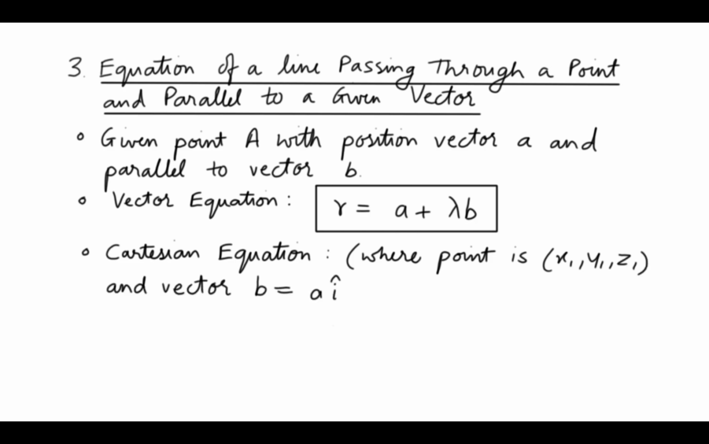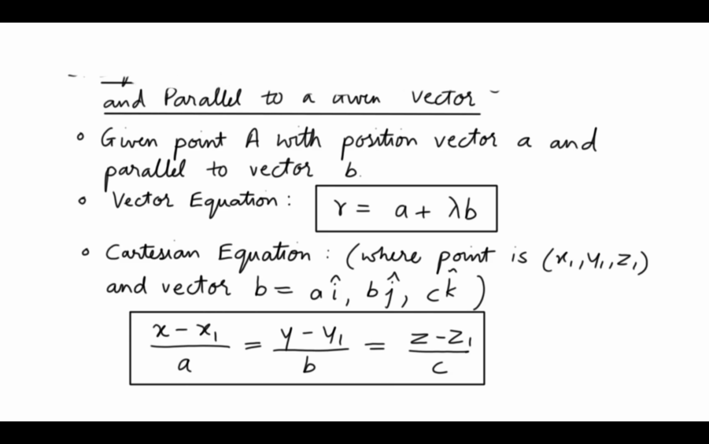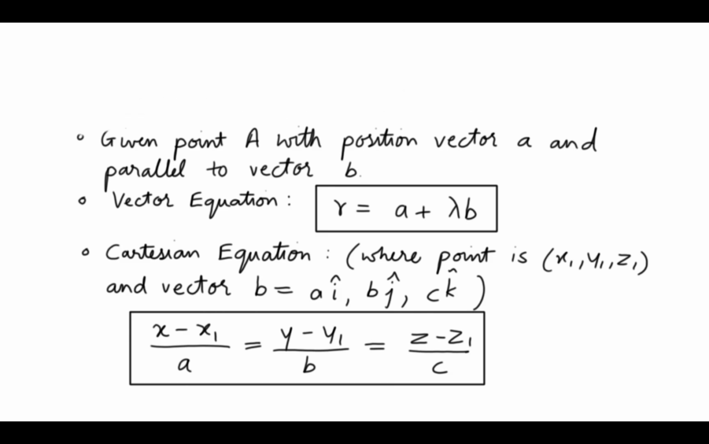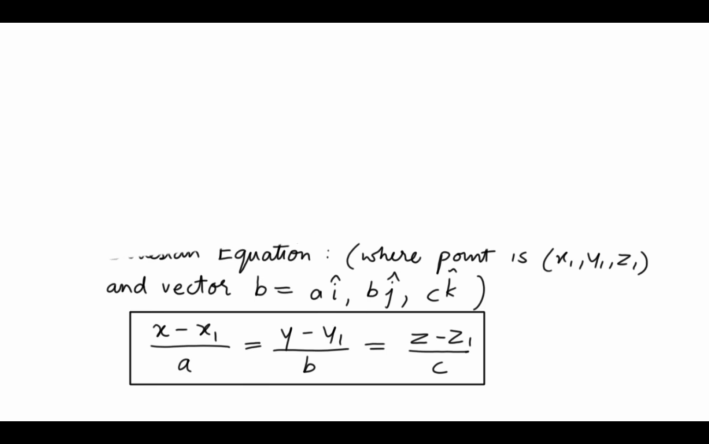When we break this vector statement down into its component algebraic coordinates, we get the symmetric Cartesian equation. Notice how the fixed coordinates are subtracted on top and the direction ratios sit cleanly in the denominators.